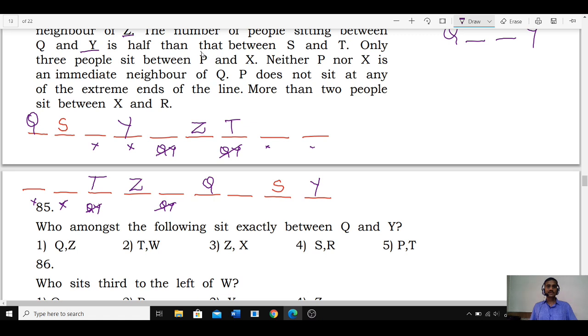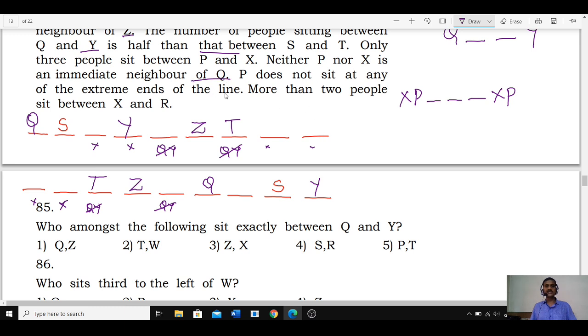Then next one, S and T. Only 3 people sit between P and X. Between X and P there are 3 members, in any order. Only 3 people between P and X. Neither P nor X is an immediate neighbor of Q.